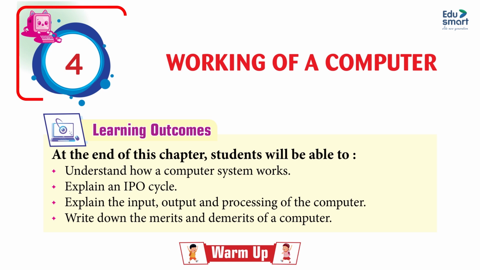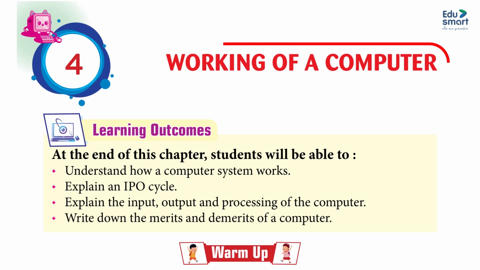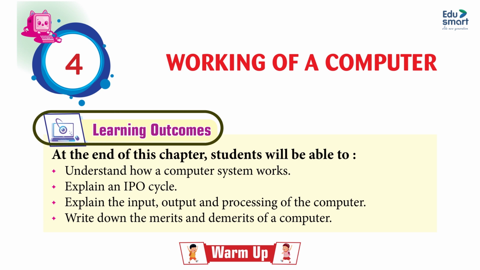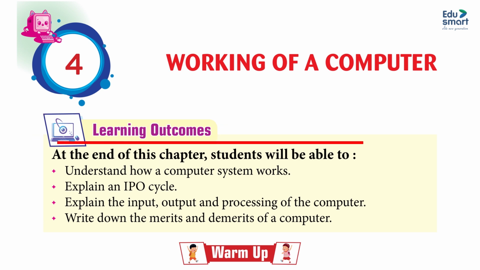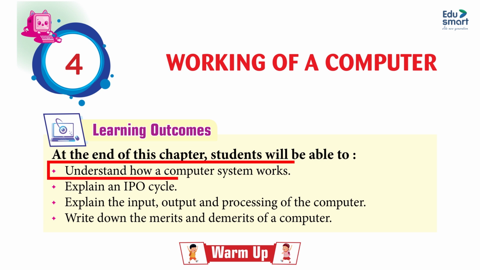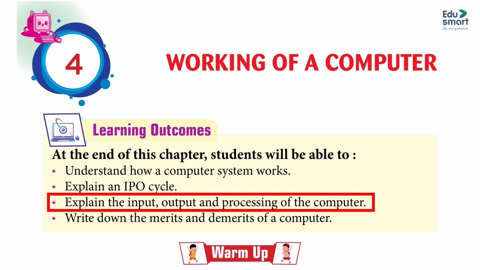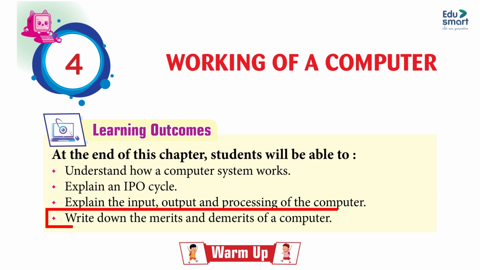Chapter 4. Working of a computer. Learning outcomes. At the end of this chapter, students will be able to understand how a computer system works, explain an IPO cycle, explain the input, output and processing of the computer. Write down the merits and demerits of a computer.